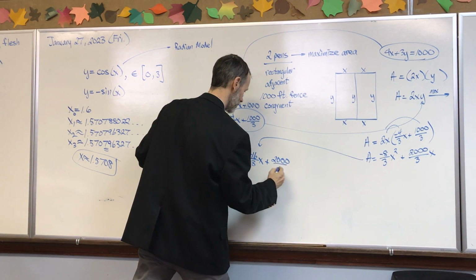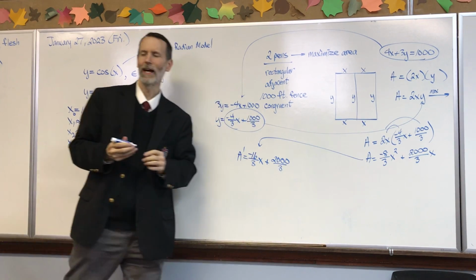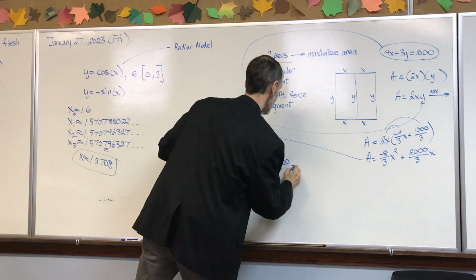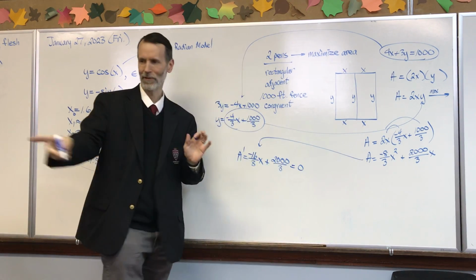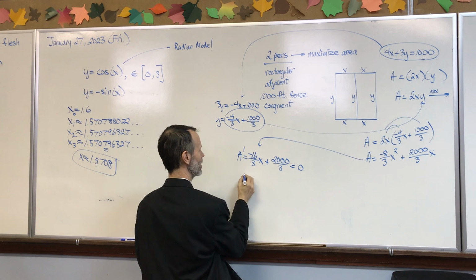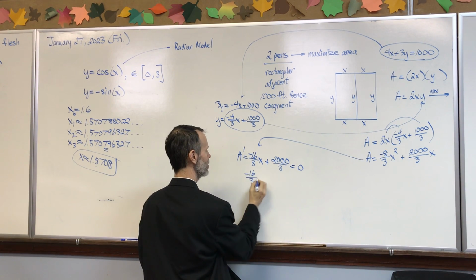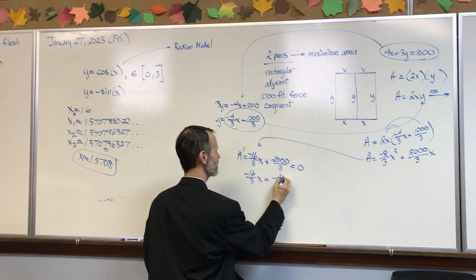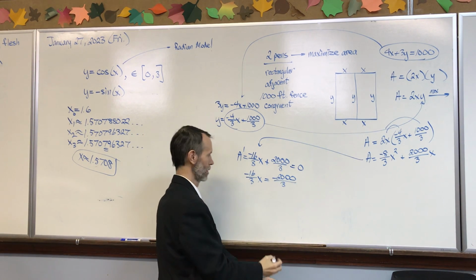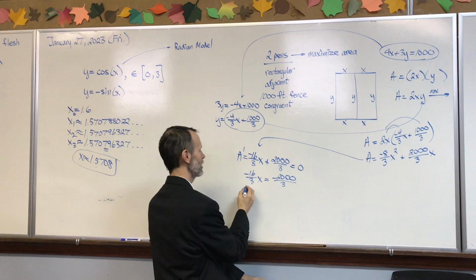Why did we do that? And you could say equal to 0. Set it equal to 0. That's how you find maxes and mins. Go ahead and solve it for me. So subtract 2,000 over 3. Negative 16/3 x equals negative 2,000 over 3. Keep going. And divide by negative 16 over 3. Yeah, divide by negative 16/3.